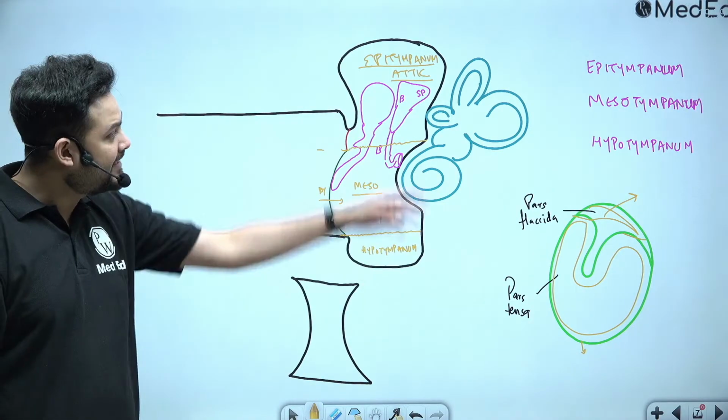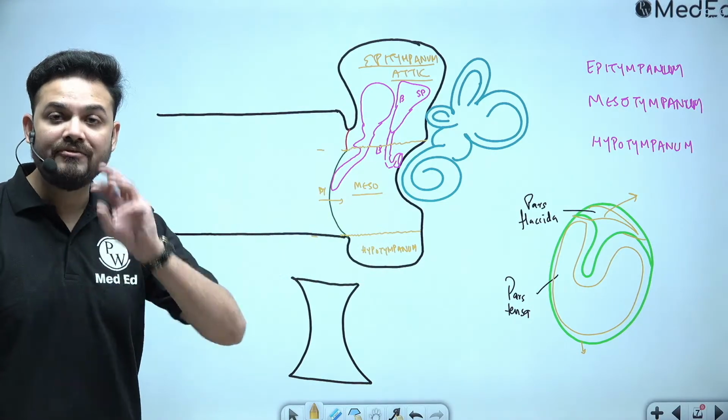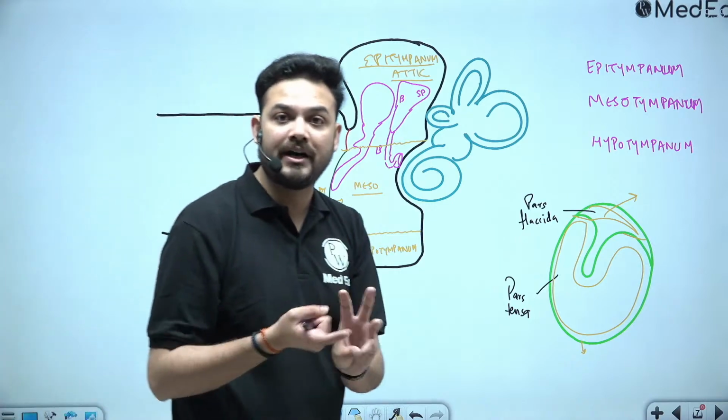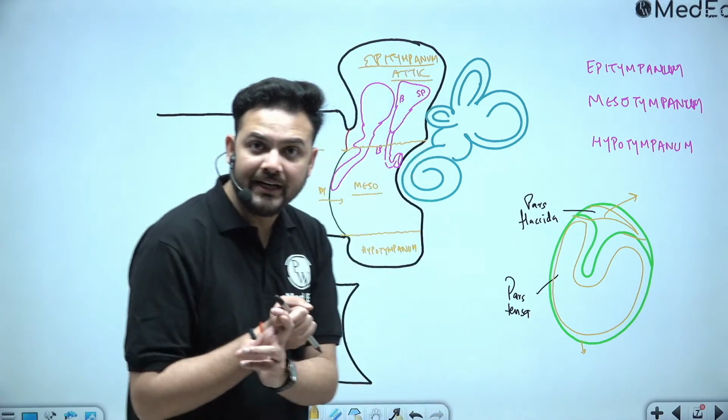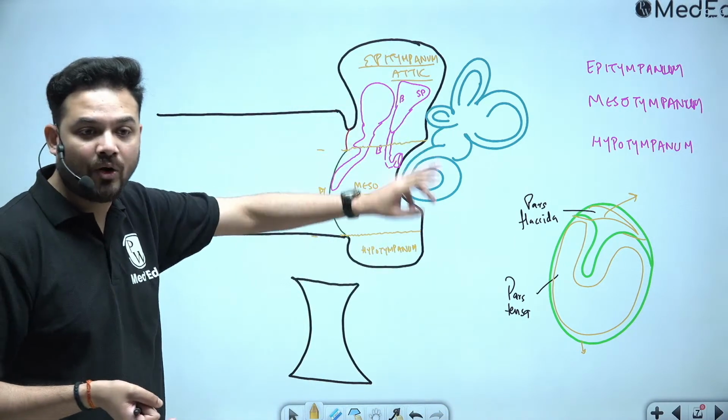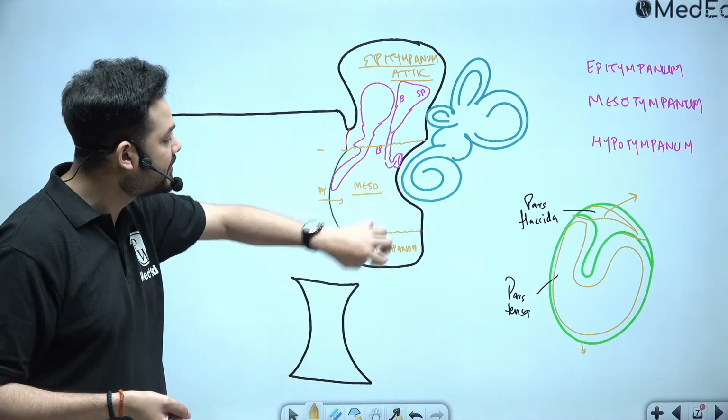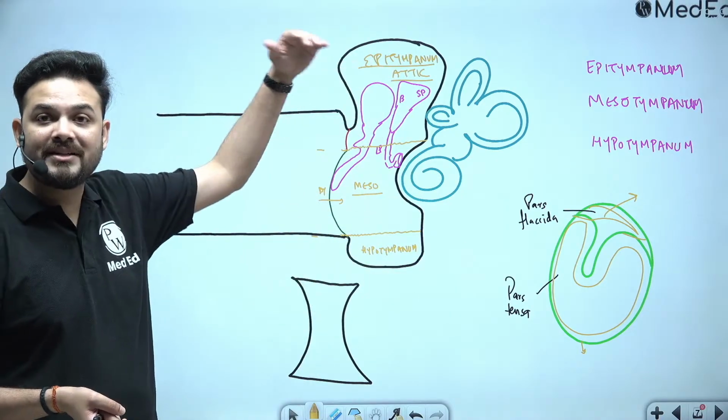So now these are the three segments of the middle ear, and very importantly, these three segments will be read in all our diseases. Okay, fine. So we are clear here. What are the three segments of the middle ear cavity? Epi, meso, and hypo. Epi is also given the name attic.